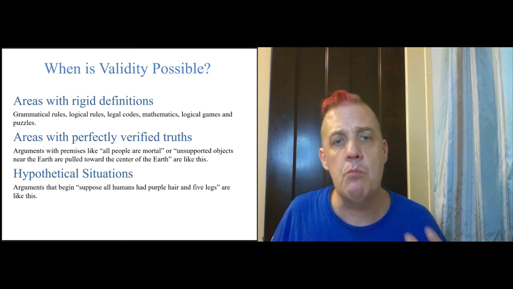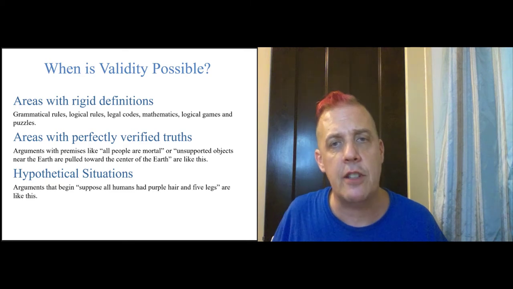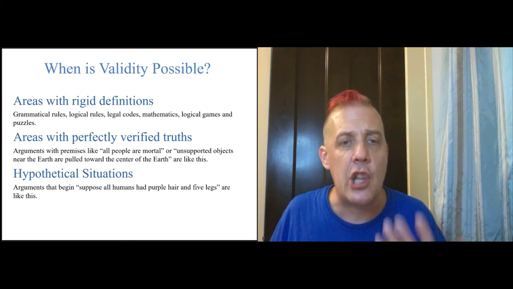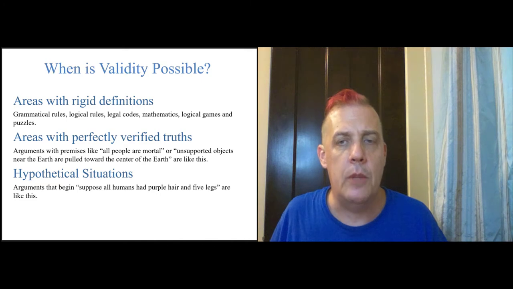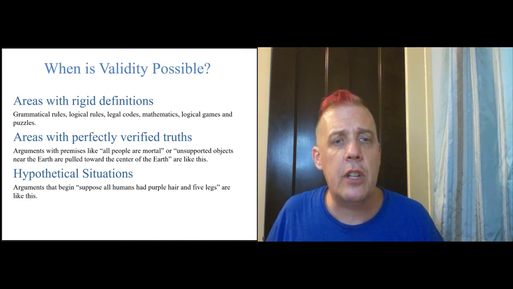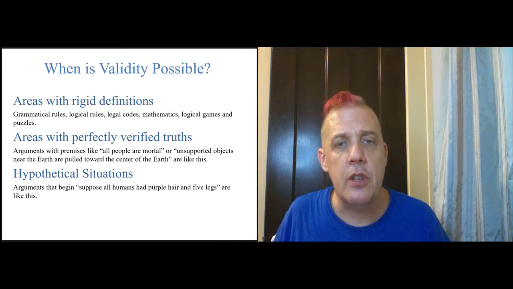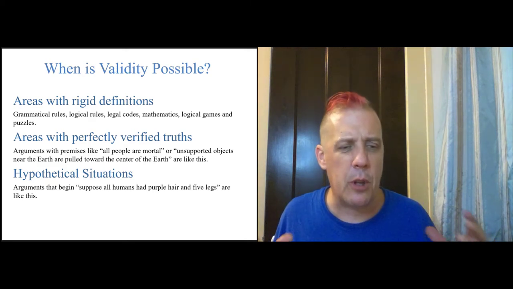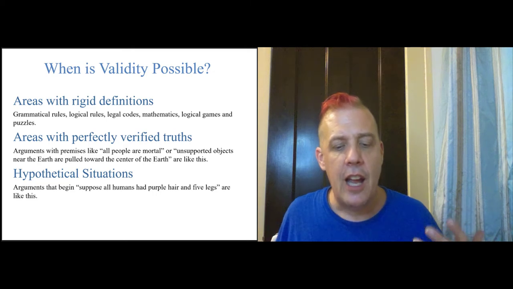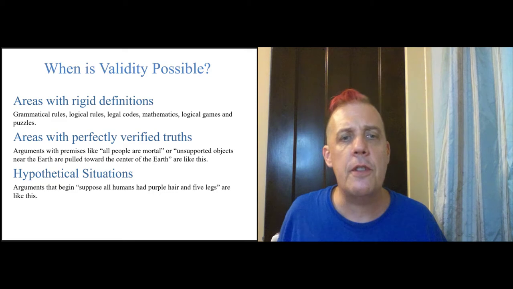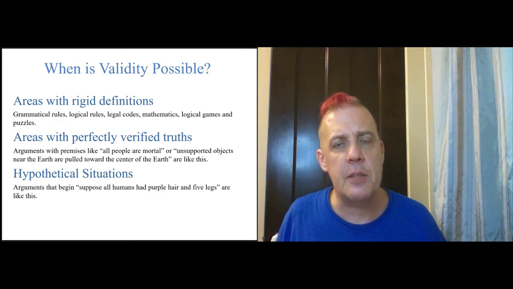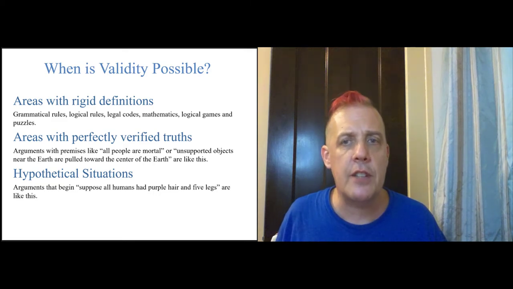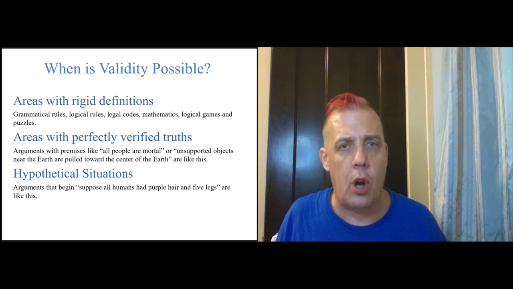So all people are mortal, which I've been using as a standard example, is something that allows for validity. And then you can imagine hypothetical situations where you take a statement like all people are mortal and you just make up something and you imagine that that still has that level of rigidity. Those are the situations where validity is possible. Most of the rest of the time, we are only dealing with arguments that are strong.